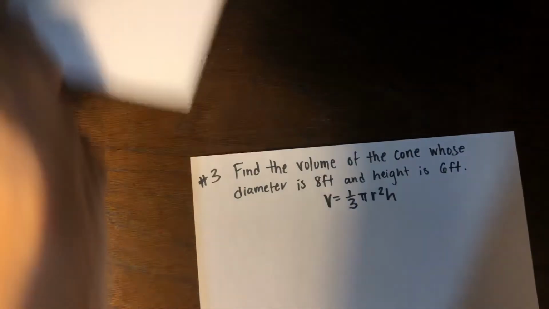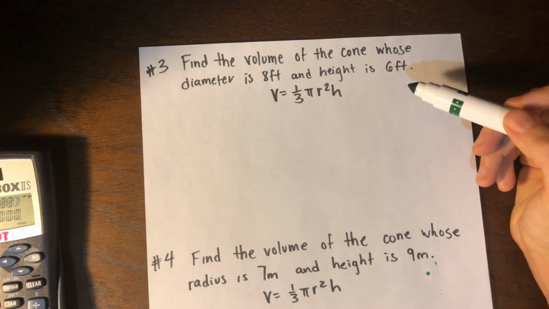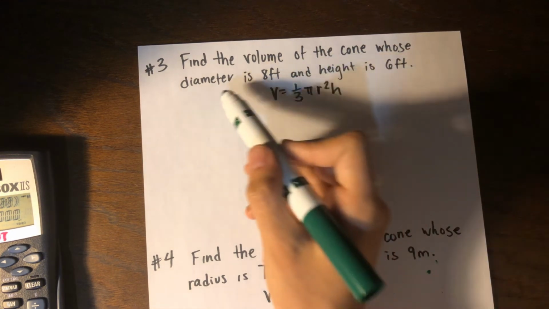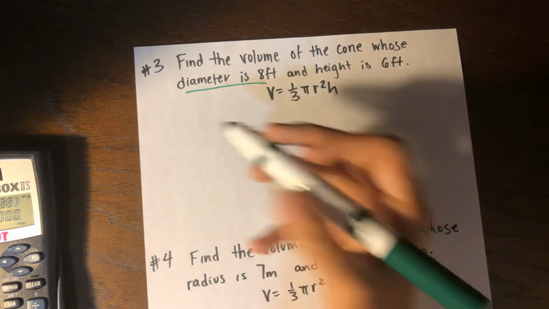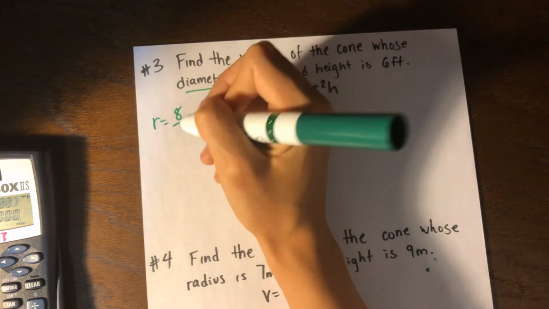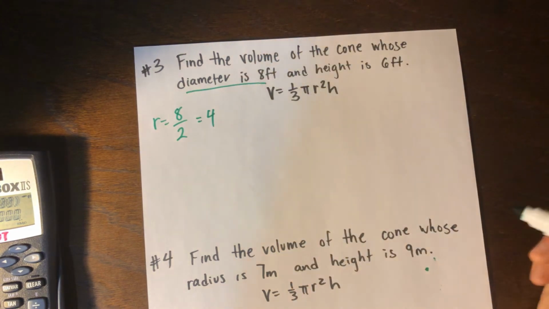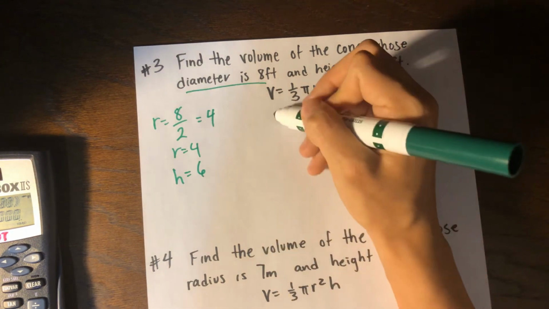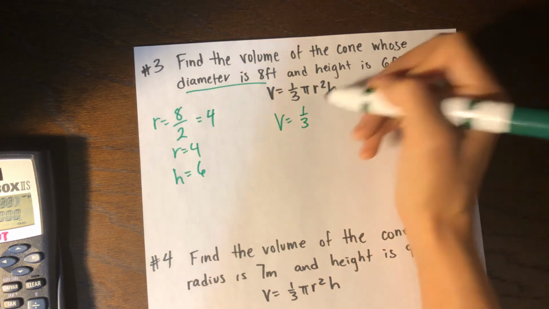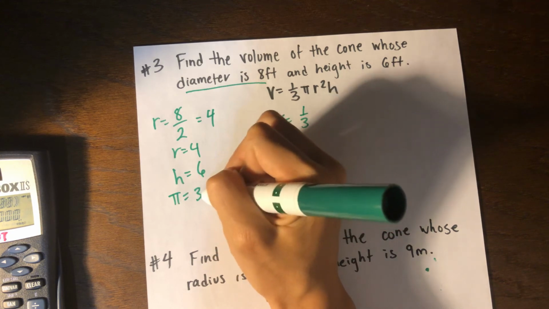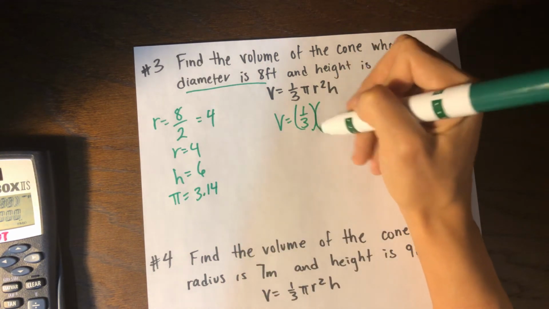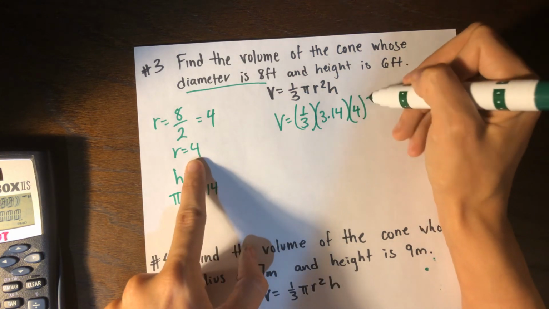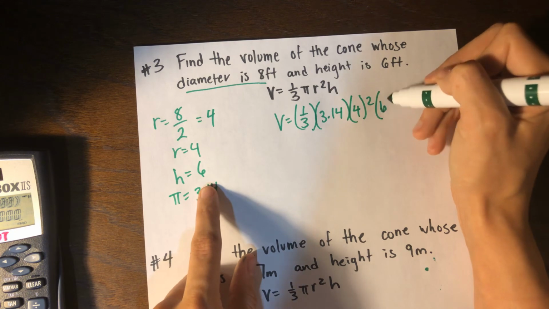We have two more. So the volume of a cone whose diameter is 8 feet and the height is 6 feet. We'll notice that we have diameter and not radius. So first thing I need to do is convert that to radius. 8 divided by 2 is 4. So my r is 4 and my h is 6. So I'll just plug it in. Pi, remember pi is 3.14. 1/3 times 3.14, r, which is 4, squared times h, which was 6.